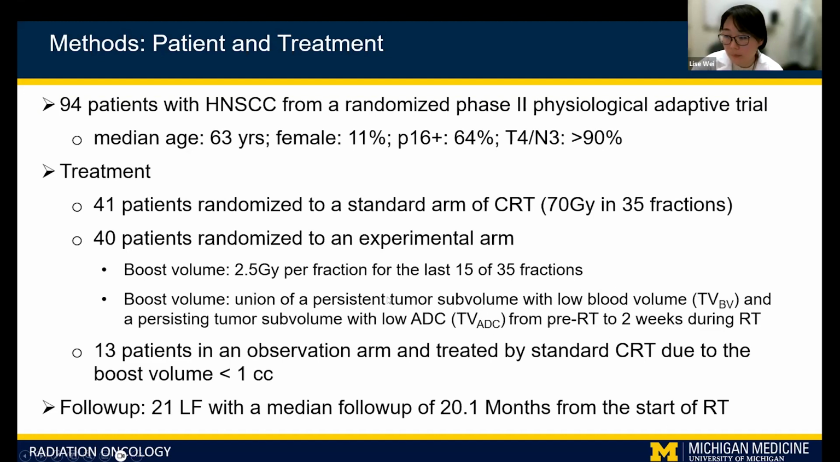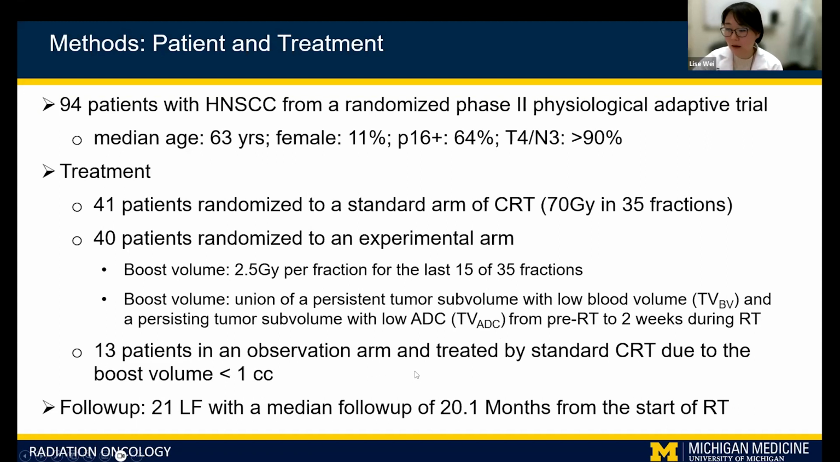This low blood volume and the ADC map are all MRI parametric images that we can calculate based on the acquired MRI, to show some functional or physiological information voxel by voxel for the patient. So what this is saying is that pre-treatment, we will take these images, and 2 weeks after the treatment, we will still take the same images and see the difference. If the low blood volume region and low ADC region persisted, then we will boost this volume using radiation.